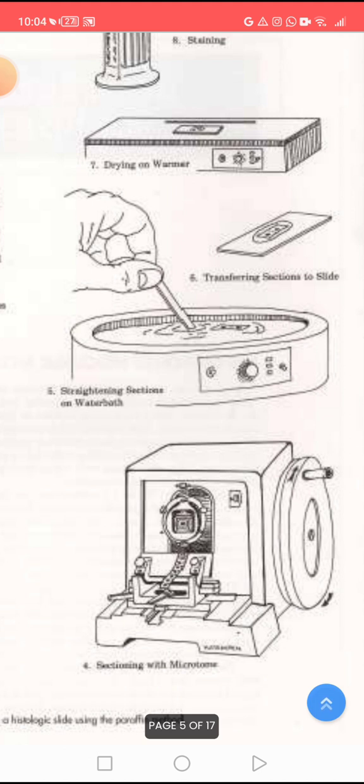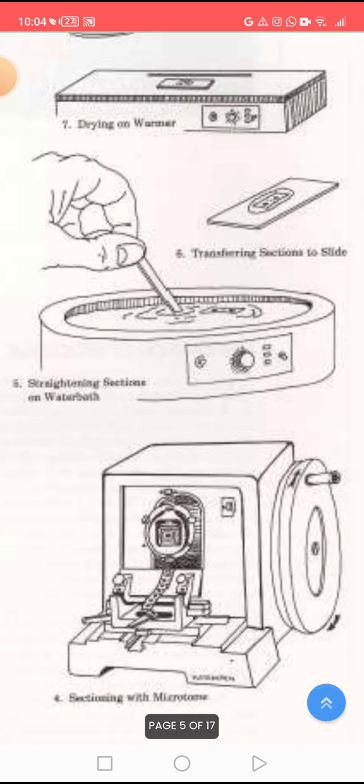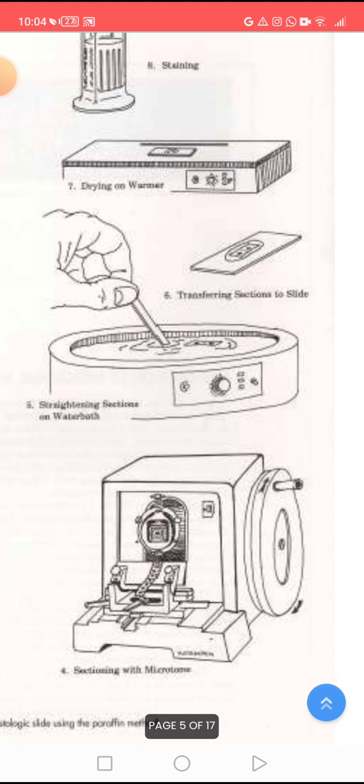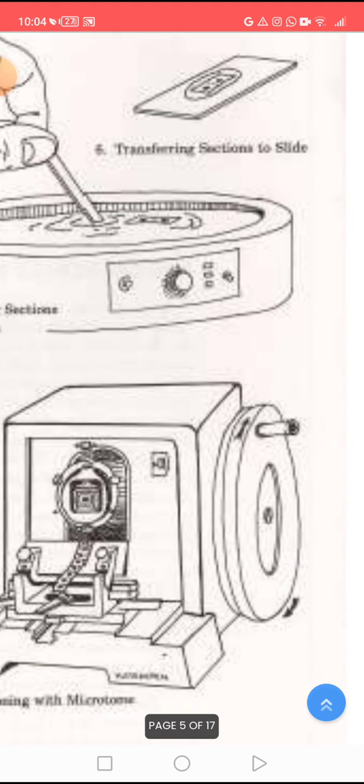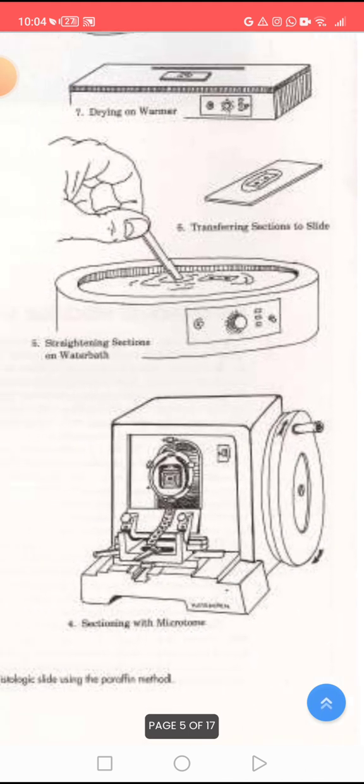This wheel, as you see, you will mount it. You will put the cassette here. You can say the block, sorry, the mold. After that, there's a wheel structure at the right. You will turn that wheel, and you will cut small sections that the thickness is about 4 to 10 microns.